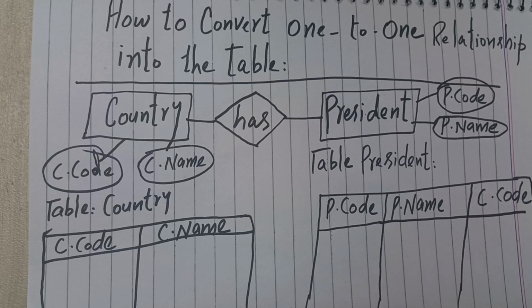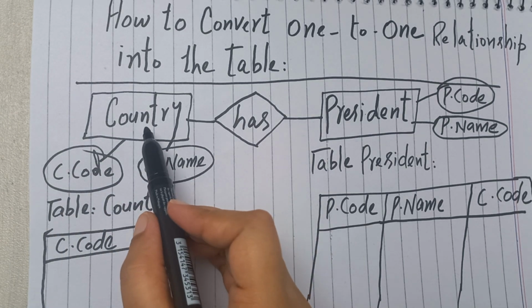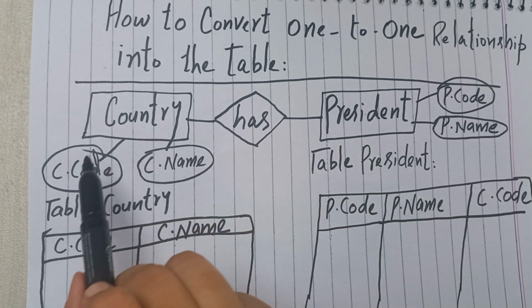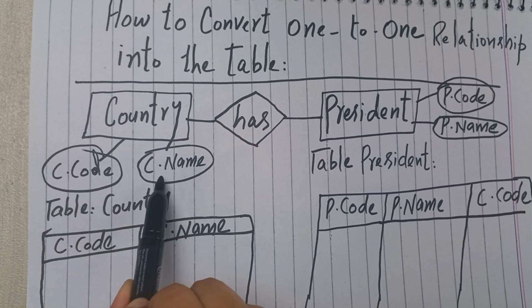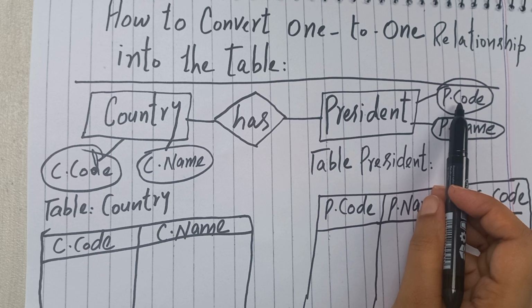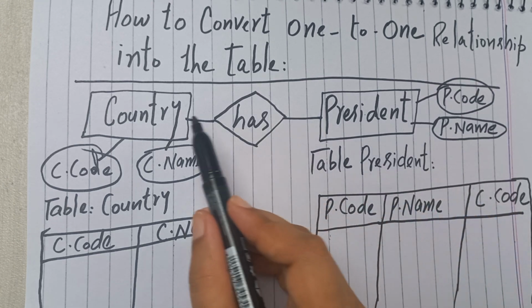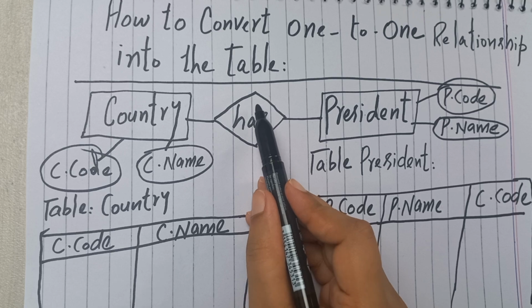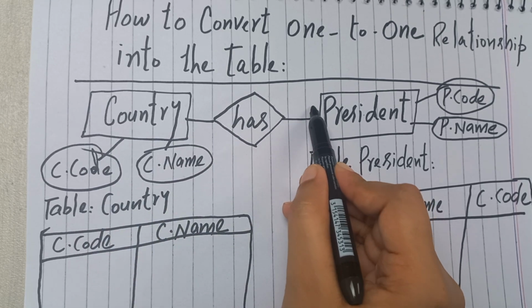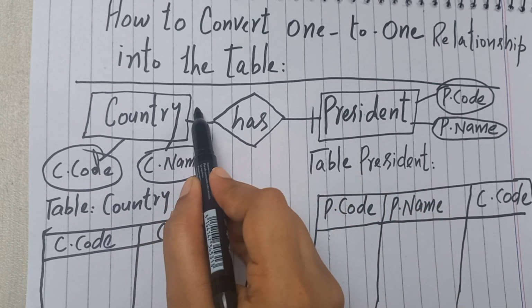So today I am going to give a concept of database: how to convert a one-to-one relationship into a table. Here, as you see, I have drawn an entity diagram, country and president. The country entity has some attributes called country code and country name. Similarly, the president entity has attributes called president code and president name, and both these entities have a relationship because each country has just one president, and one president is related to just one country.